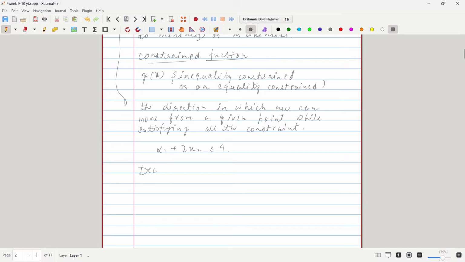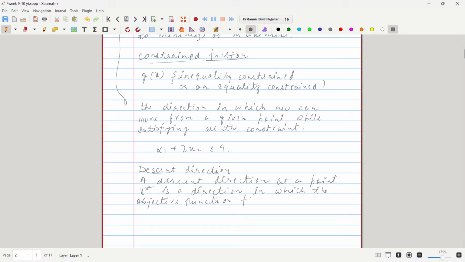Now there is another direction called descent direction. A descent direction at a point x dash is a direction in which the objective function f(x) decreases. Okay.